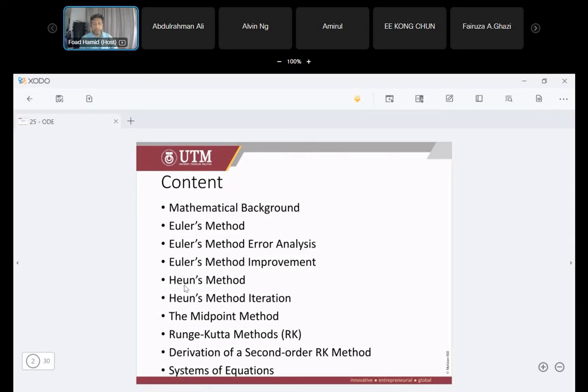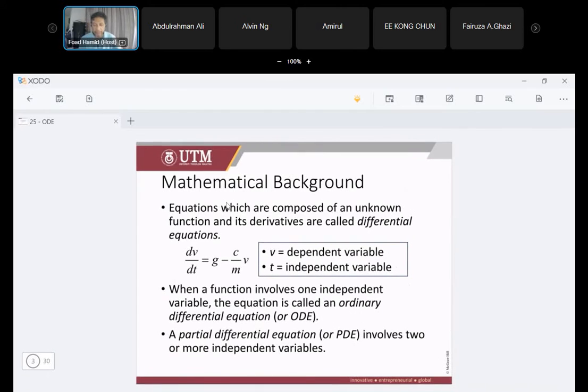Euler's method, Heun's method, midpoint method, and the RK method. The last one is systems of equations. It's just the manipulation of either Euler's method, Heun's method, or the midpoint method. That's the idea behind this topic. So let's start with the mathematical background.